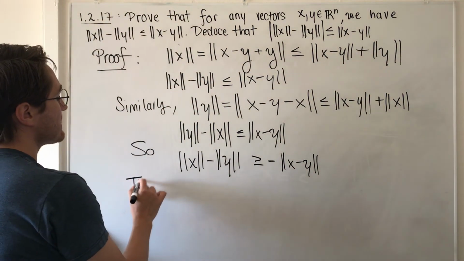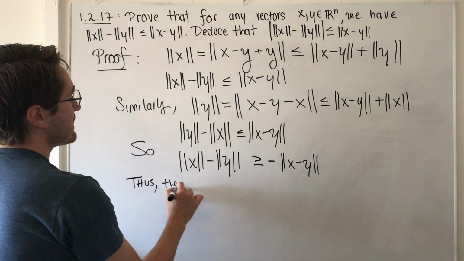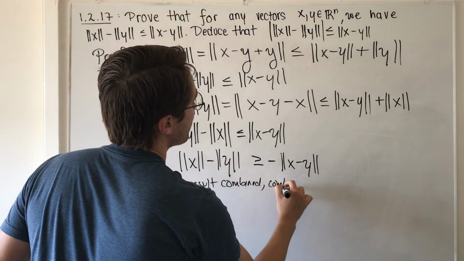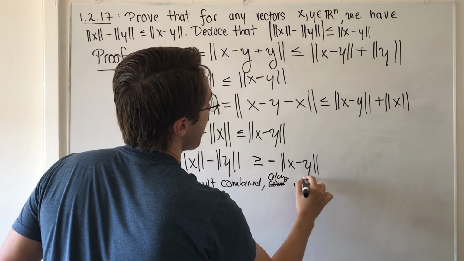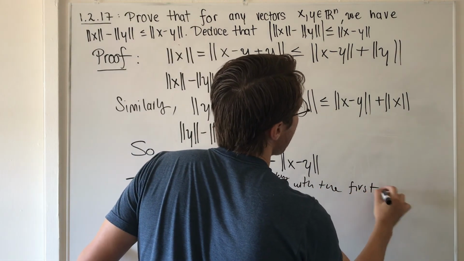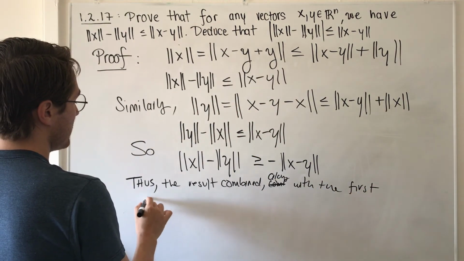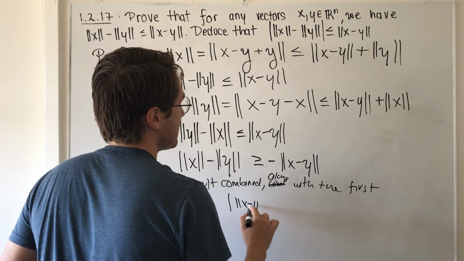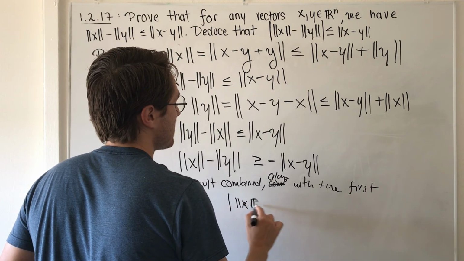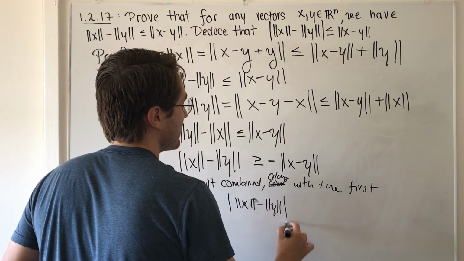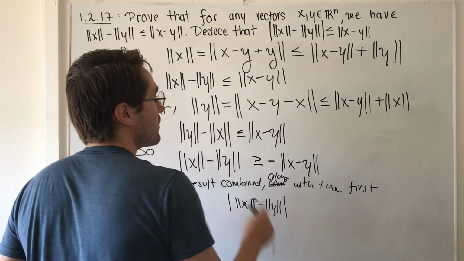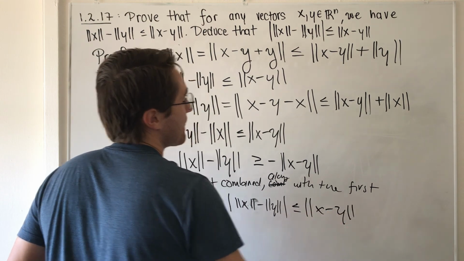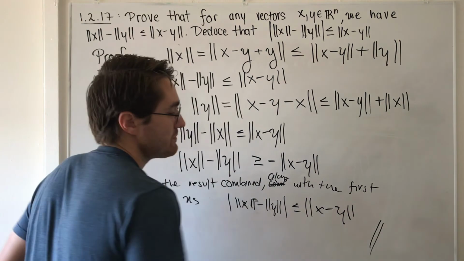So I can say thus, the result here, along with the first, gives us that the absolute value of the norm of x minus the norm of y should be less than or equal to the norm of x minus y, which is what we wanted to show. That's it. That's all there is to it.